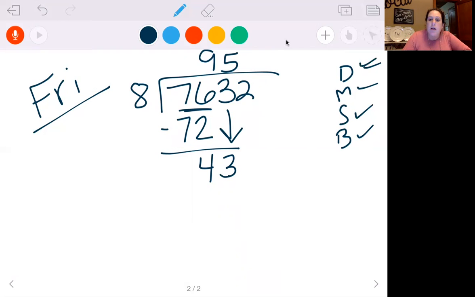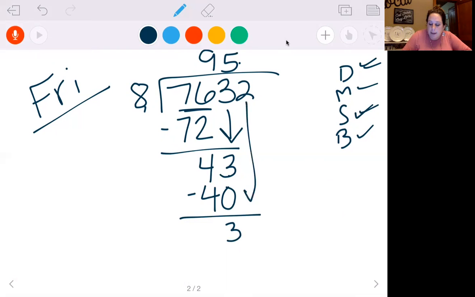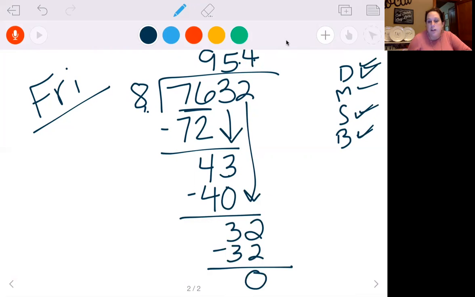So I divided. Now I'm going to multiply my divisor, that 8, by the number I just put up there, that 5. 8 times 5 is 40. Subtract those, I get 3. Then I'm going to bring down my last number, which is a 2. 8 can go into 32 4 times. That's my dividing. 8 times 4 is 32. Subtract, I get 0. There's nothing else to bring down, so I have no remainder. So 954 is my answer.